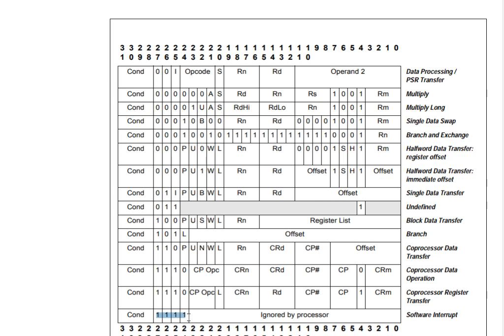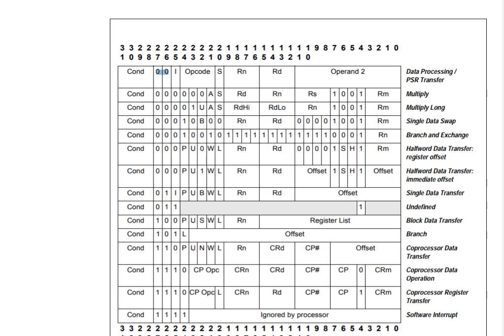But the 2 multiply formats are a little more complex. They start with 000, then zeros, actually 6 zeros, and with 0001, 4 zeros and a 1, for the long. And that distinguishes them from one another. But those bits don't distinguish them from the data processing instructions. Why? Or why not?